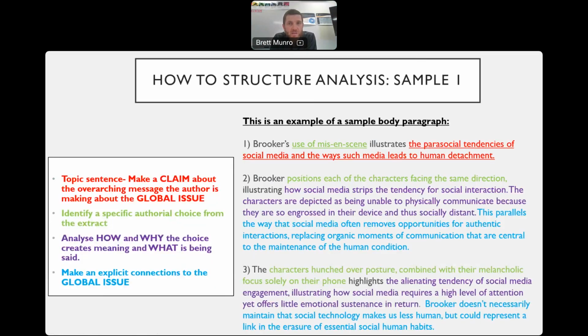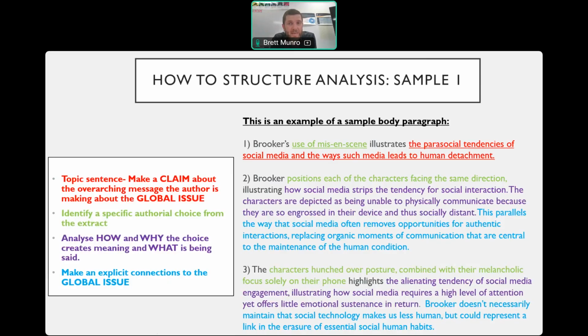Let's look at how we can structure our analysis through a sample. So this is an example of a sample body paragraph. This is from the text Black Mirror. This is looking at the episode Nosedive. And we have 3 sentences, or we have 3 sections here.